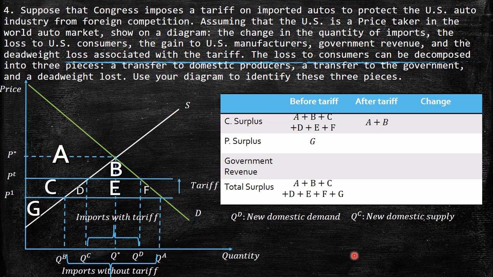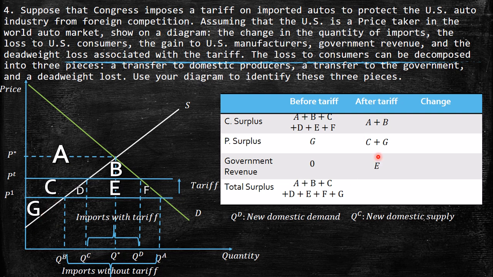Now after tariff, the consumers have to pay PT instead of P1. So they will have this consumer surplus, A plus B. This is the after tariff. The producer surplus naturally is going to be bigger because this is the objective of the tariff policy. In this case they produce at QC, so they will have C plus G instead of just G.